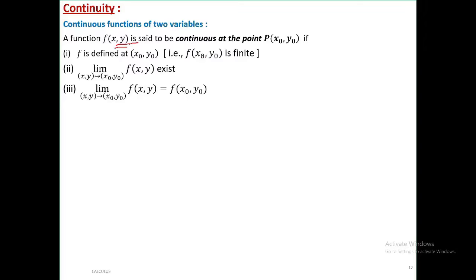Direct substitution. The function is given to you, just substitute the x naught y naught value and you will get one value, and that should be a finite value. And that value should be equal to this limit value. That is the third point. Then I can say that the function is continuous at x naught y naught.